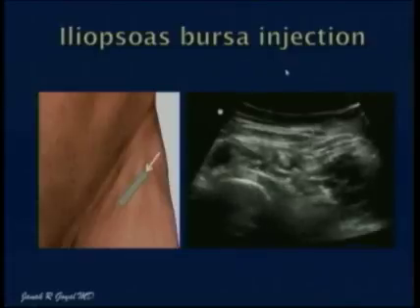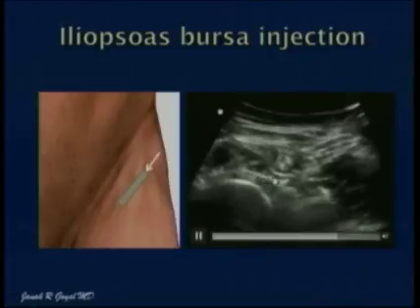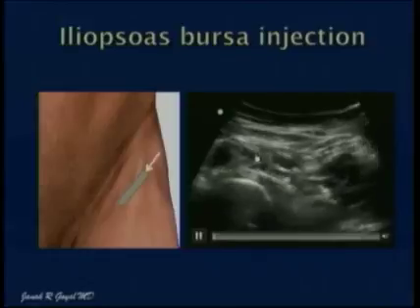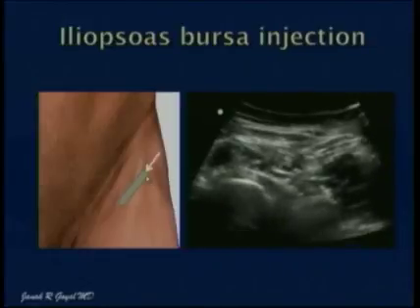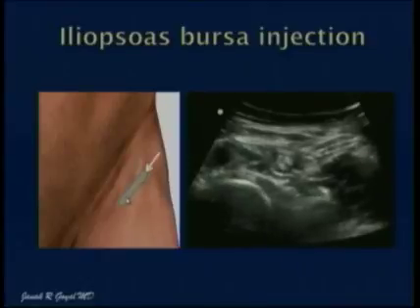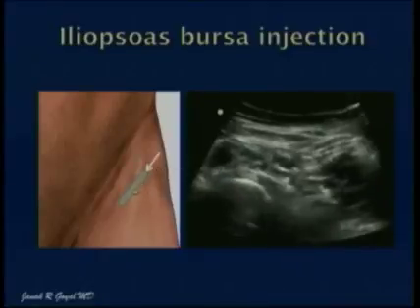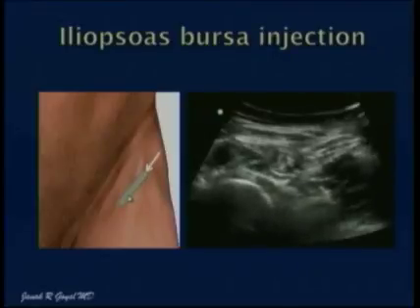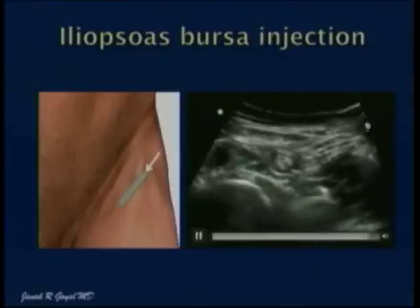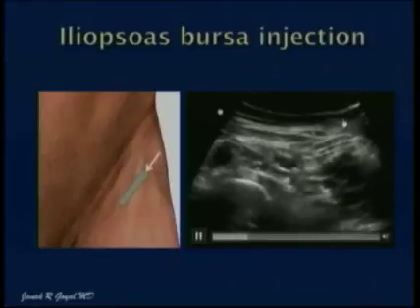Here is the iliopsoas bursa injection, could be very rewarding also. This was the iliopsoas bursa, which was distended in a patient with rheumatoid arthritis. So I have taken an approach from lateral to medial, and the transducer is placed in the transverse location of the hip joint, and the needle is inserted in an in-plane approach.